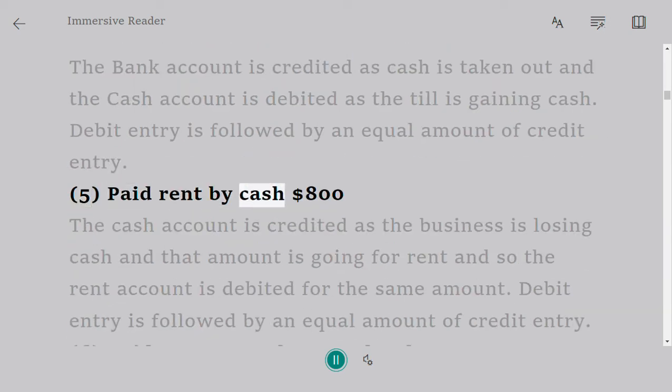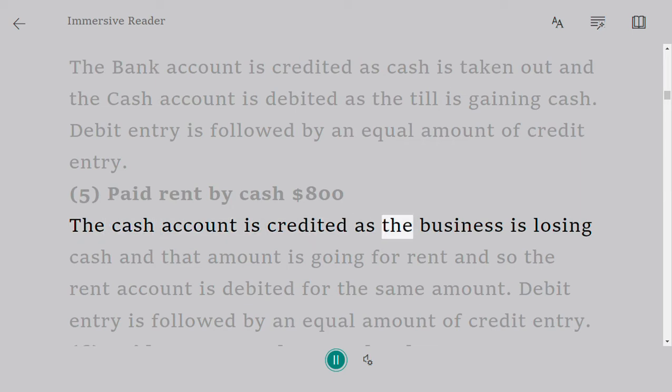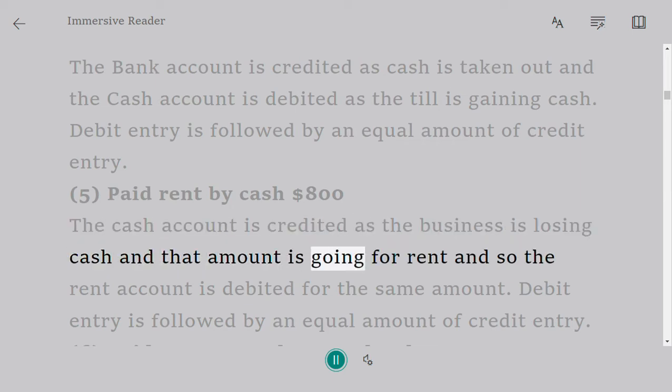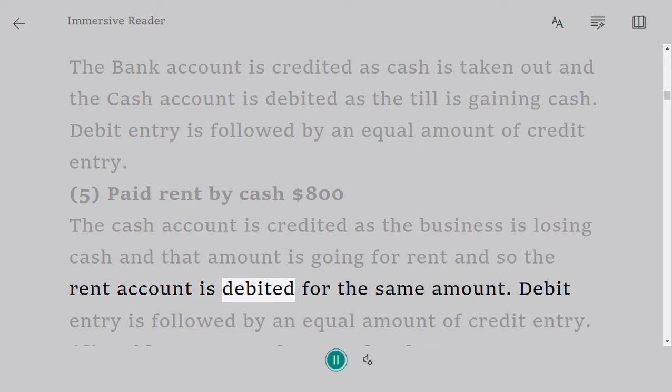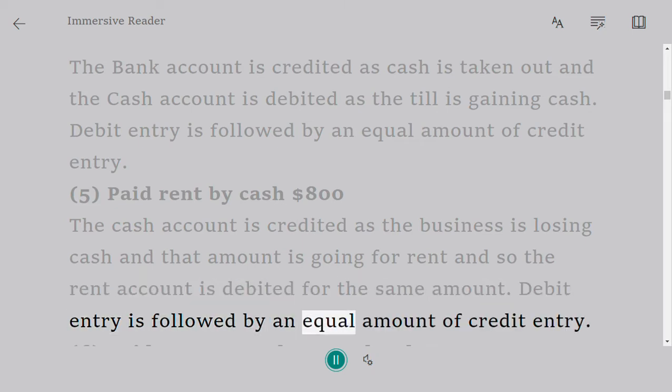5. Paid rent by cash $800. The cash account is credited as the business is losing cash, and that amount is going for rent, so the rent account is debited for the same amount. Debit entry is followed by an equal amount of credit entry.